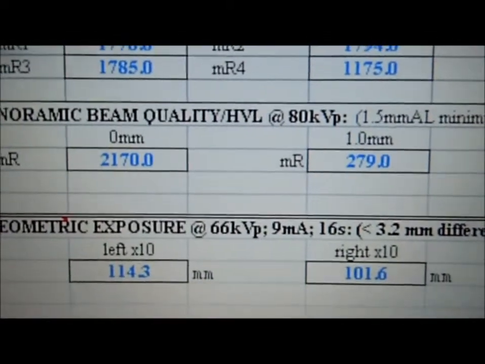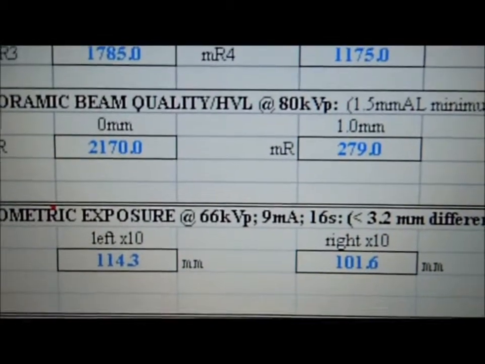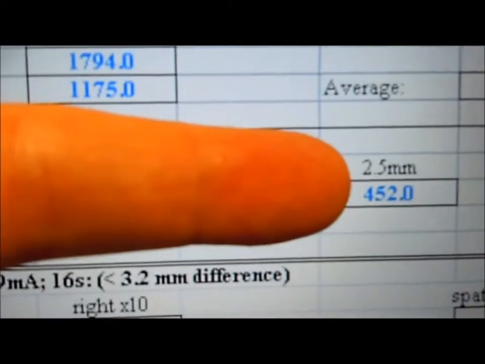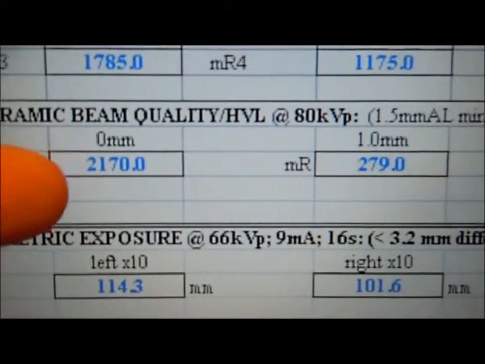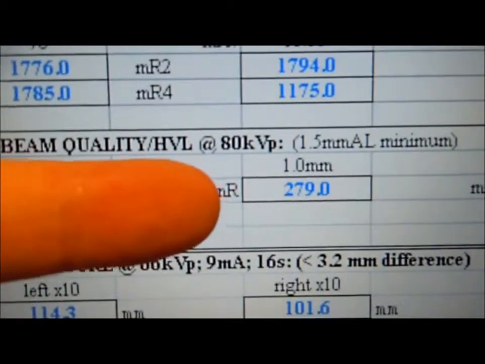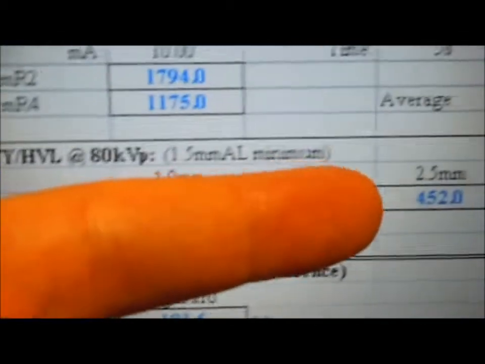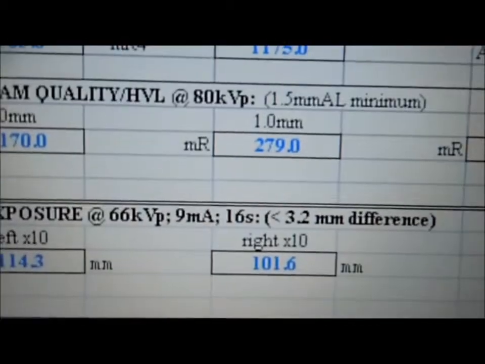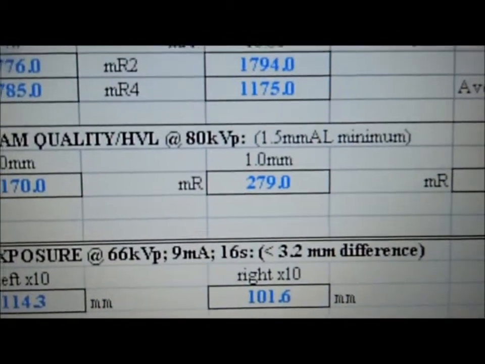So we're measuring half-value layer in milliroentgen with a maximum of 2.5 millimeters of aluminum. First we start off with no aluminum, then 1 millimeter of aluminum, and finally 2.5 millimeters of aluminum. Why is half-value layer so important?